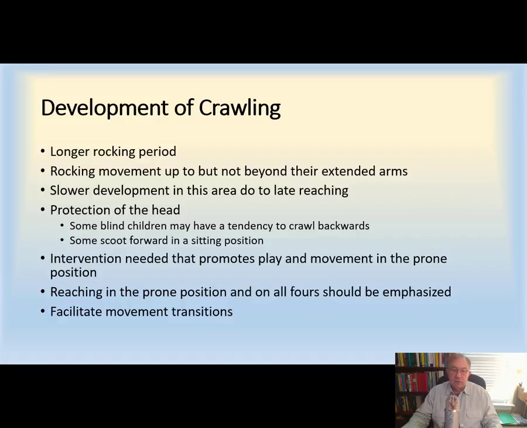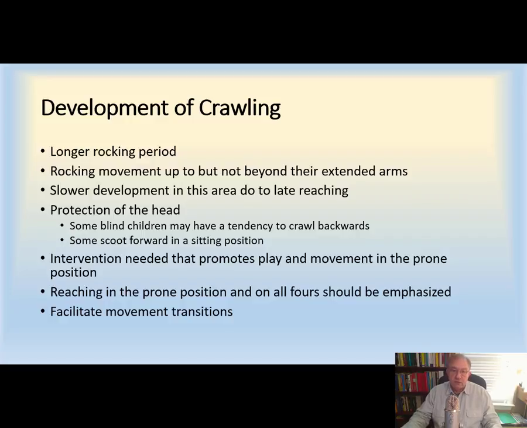Some of the movements, interestingly, in blind children may really relate to the protection of their head. So I have seen this, and many O&M specialists report this, that blind children may have a tendency to crawl backwards for several weeks before they actually begin crawling forward. And some will scoot forward in a sitting position when they're in an unfamiliar environment so that their feet can detect obstacles. So this makes perfect sense because the head is very vulnerable, and if you crawl forward with your feet or scoot forward with your feet, you're protecting your head.